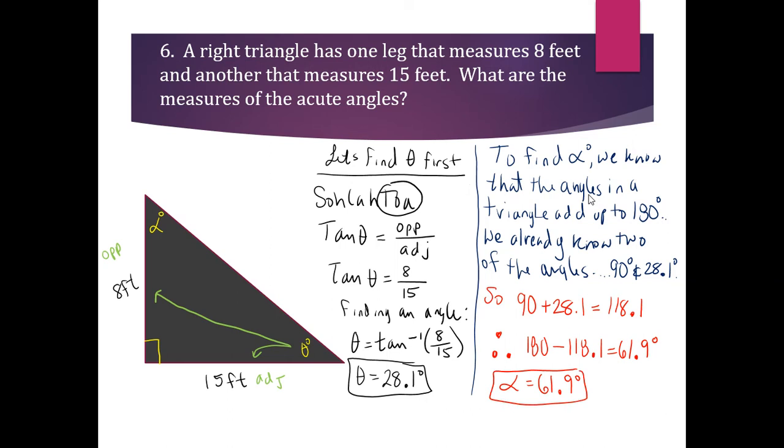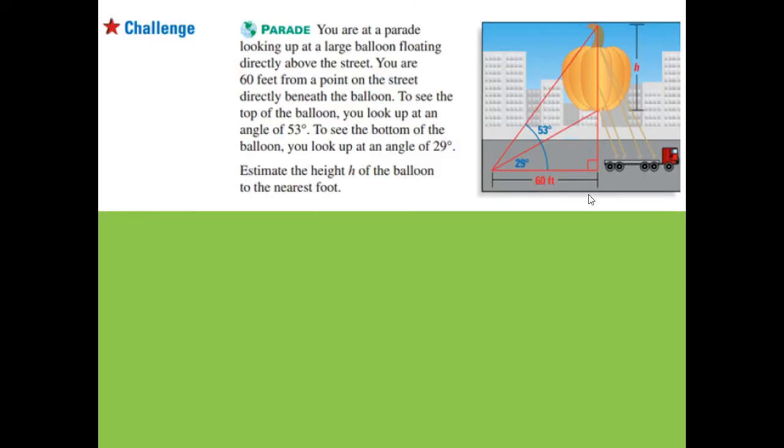Again, you can add alpha, theta, and 90 degrees, and you end up with 180 degrees. And here we are at our last problem. This is a challenge problem.